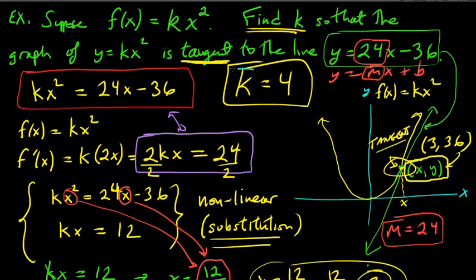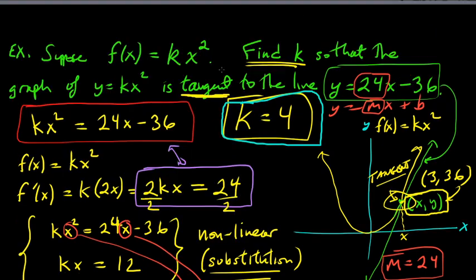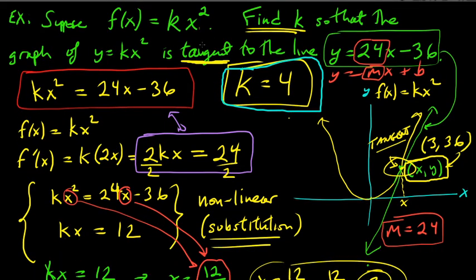Anyways, k is 4. That's the answer. And I hope that helps. There are questions like this that are similar in the homework, where you have to find a certain k where the graph is tangent to some given line. Okay, so that's it for this section.